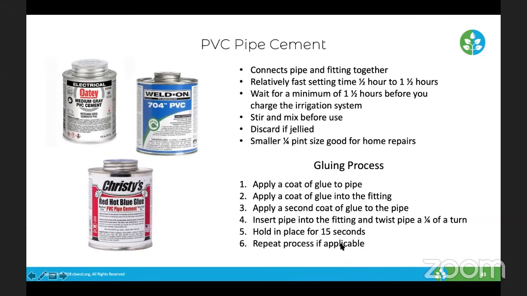And then repeat the process if applicable. So if we have another piece to do, that's the same process every time we glue a joint. This is the process: coat of glue to the pipe, coat of glue to the fitting, second hit of glue on the pipe, and then put the piece together, 1/4 turn, hold for 15 seconds.